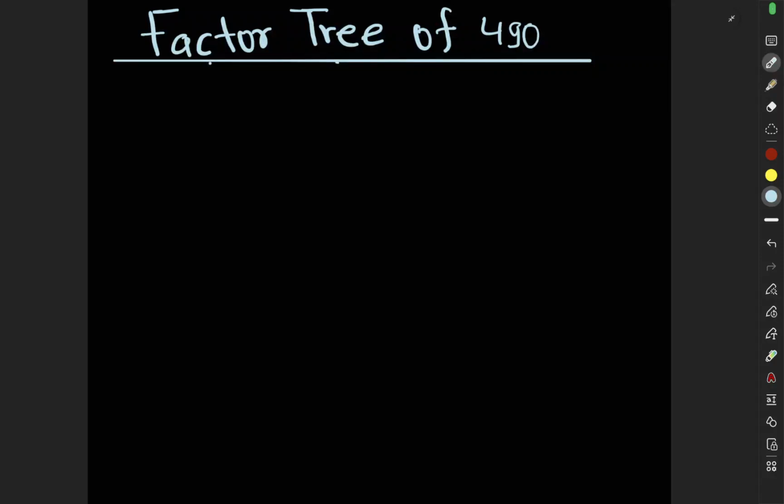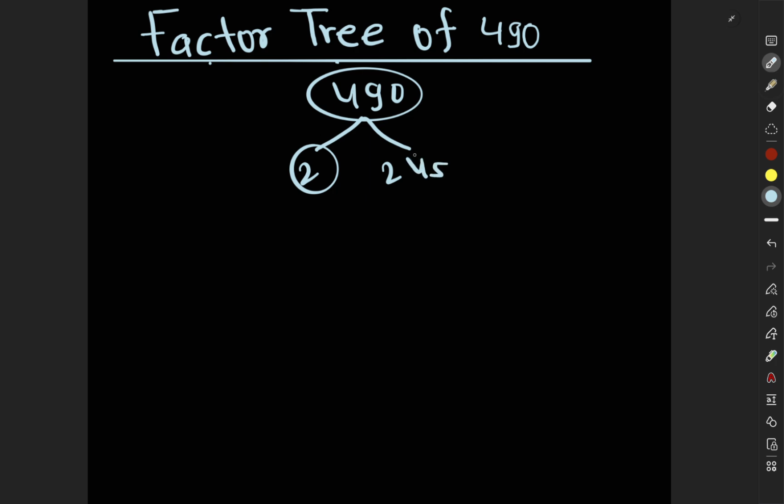Factors of 490. So 490 can be written as 2 and 245. So 2 times 245 means 490. 245 can be written as 5 and 49. So 5 times 49 means 245.